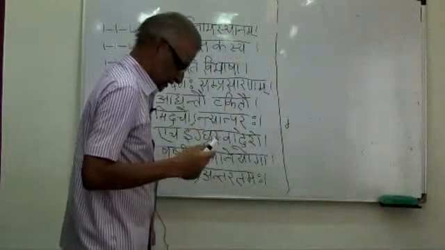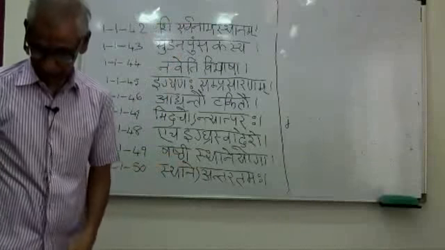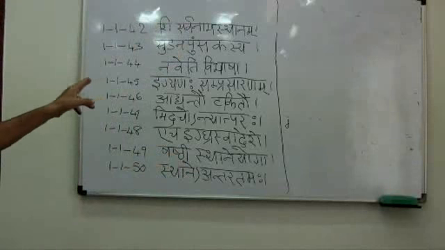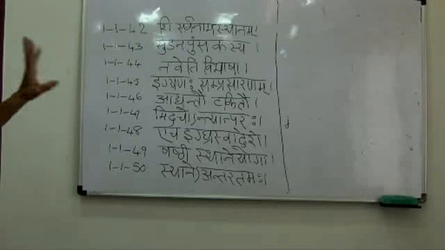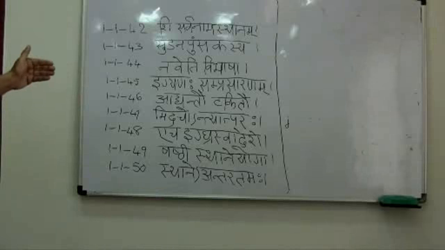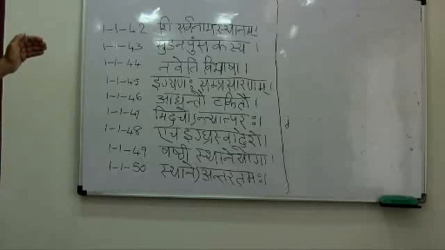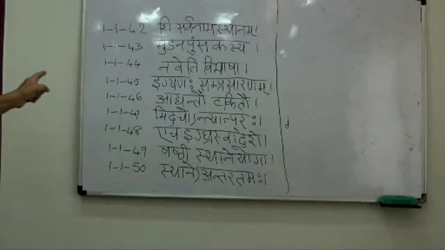Sud Anapumsakasya. We will divide the words. First word is Sut, Anapumsakasya. In the earlier sutra, we have defined Sarvanamasthānam. Here, that word Sarvanamasthānam will continue. Anuvrutti, it follows in this sutra also. So, the complete sutra will be Sud Anapumsakasya Sarvanamasthānam.